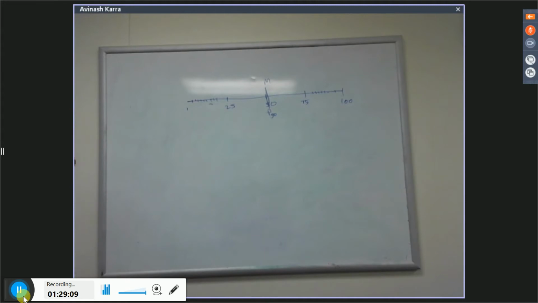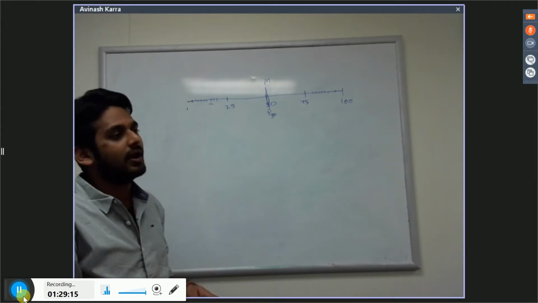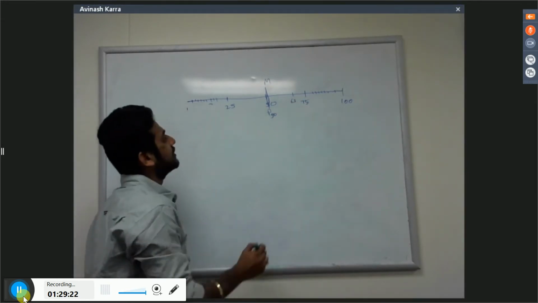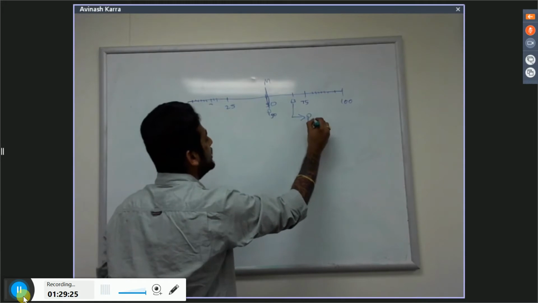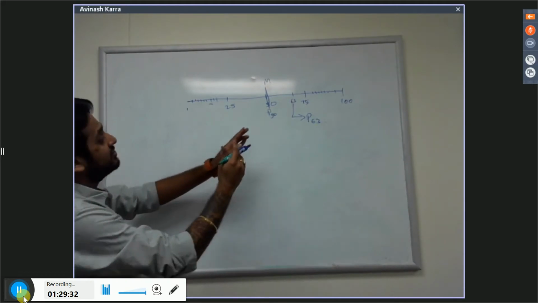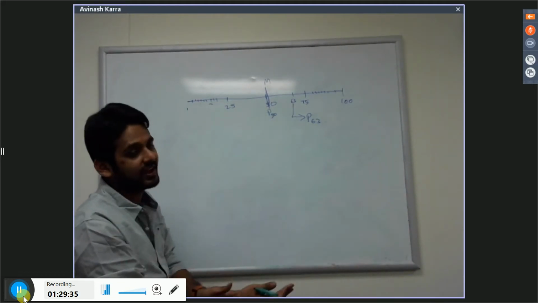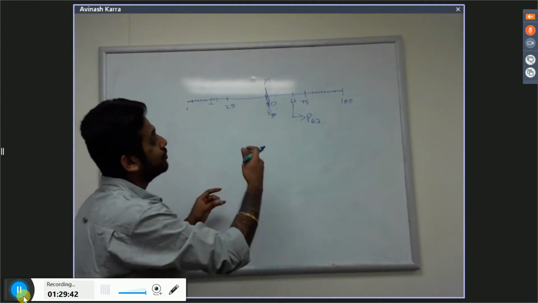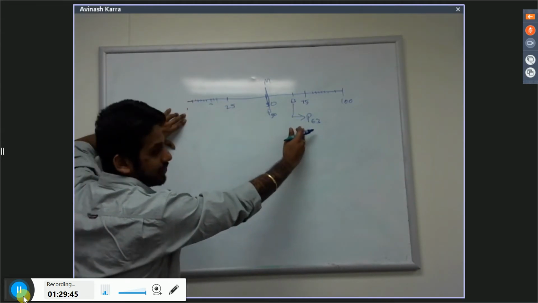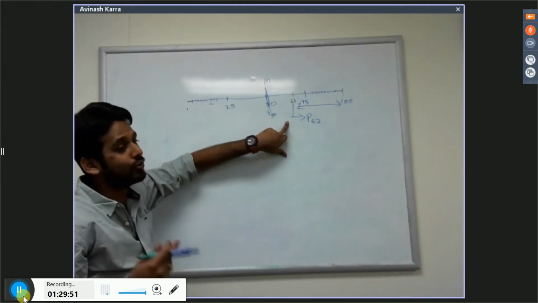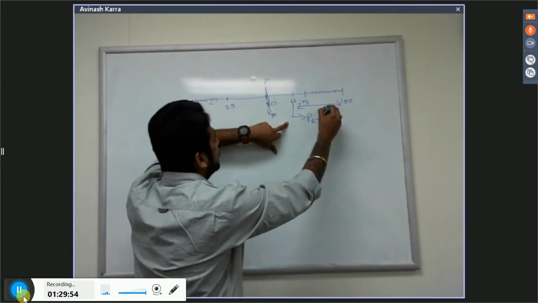Let me follow the book example itself. For example, if you got 63 percentile somewhere around here, let me note it down as P63. 63 percentile means 63% of the students who took the SAT exam are lower than you, and the remaining 37% of the students who took the SAT exam are greater than you.